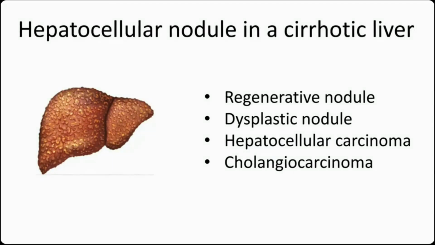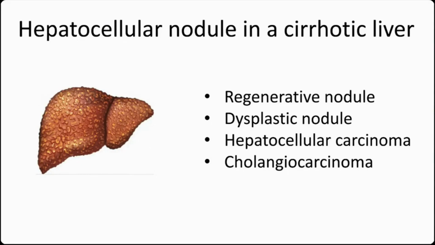When dealing with a cirrhotic liver, the differential becomes extremely small. Regenerative nodules aren't usually biopsied. You may get a dysplastic nodule, but normally it's lesions of over 2 centimeters that are worrying that will end up being biopsied. And these will be things such as hepatocellular carcinoma and cholangiocarcinoma.